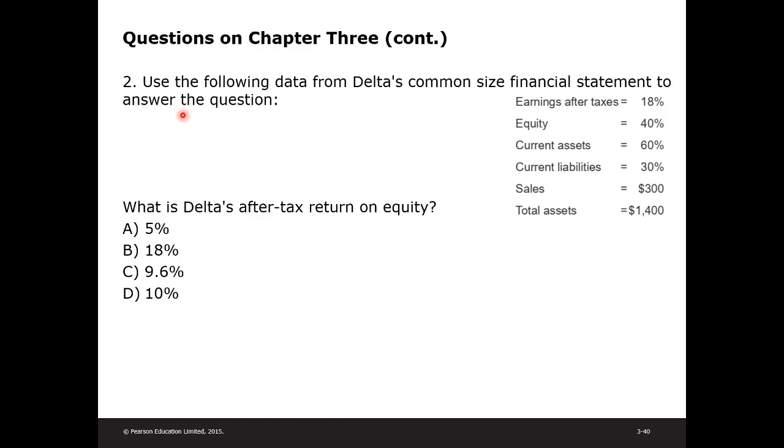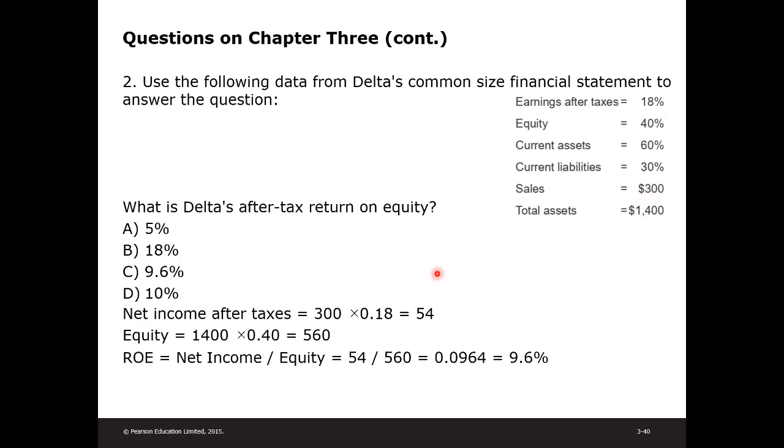Next question. Use the following data from Delta's common size financial statement to answer the following. What is Delta's after-tax return on equity? In order to calculate return on equity, we need the net income and the common stockholder equity. So we have here the return after tax as a percent of the sales. First we need to calculate the net income, which is the sales of 300 multiplied by the percentage of the earnings after taxes, which will give us 54.